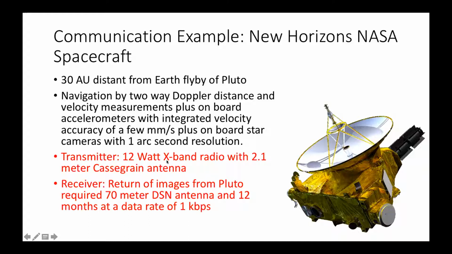The downlink system is an onboard 12-watt X-band radio transmitter. This is a picture of the satellite. This is the 2.1 meter Cassegrain antenna. Obviously, this is not 1 gram, but it was able to do the job, and the ground station it used to collect the data was the Deep Space Network 70-meter dish, over a period of a year, at a data rate of about 1 kilobit per second.